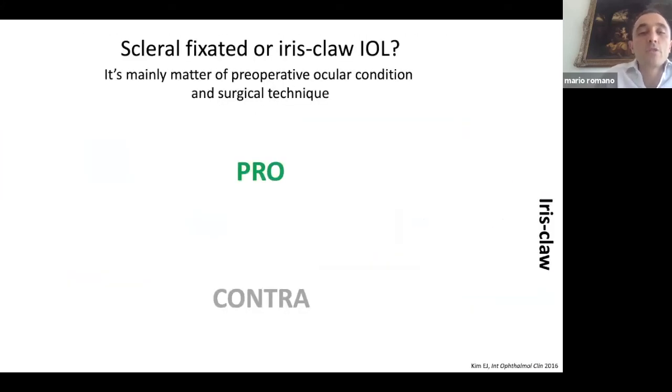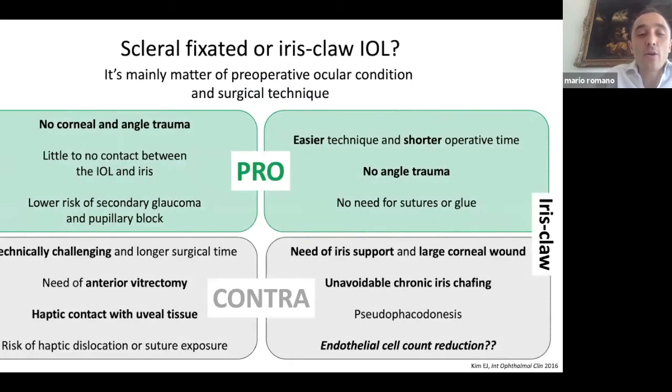Regarding the scleral fixated or iris claw IOL, the pros of scleral fixation are that there is no corneal and angle trauma, and little to no contact between IOL and iris. But the cons are that it is technically challenging, needs an anterior vitrectomy, and the haptic contact with the uveal tissue can induce inflammation.